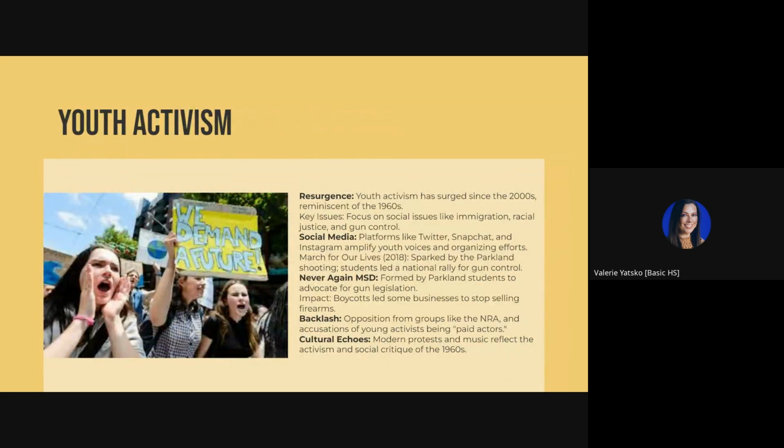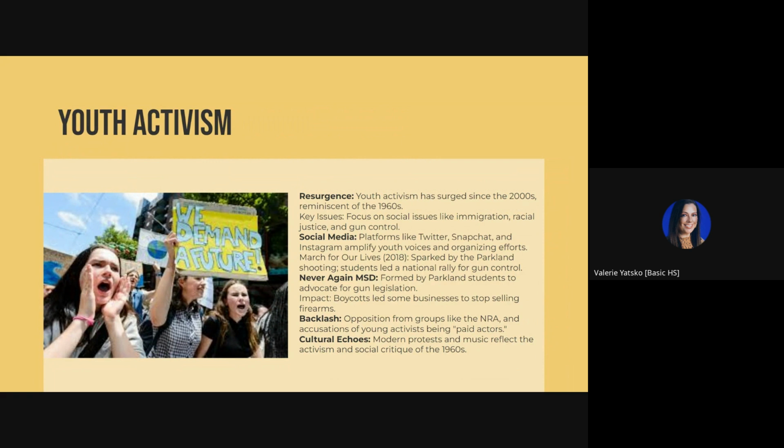Youth activism has grown since the 2000s, focusing on issues like immigration, racial justice, and gun control. Social media platforms like Twitter and Instagram amplify youth voices and organizing efforts. The March for Our Lives in 2018, led by students after the Parkland shooting, was a significant event advocating for gun control. Despite backlash from groups like the NRA, youth activism has had a notable impact on public discourse and policy.